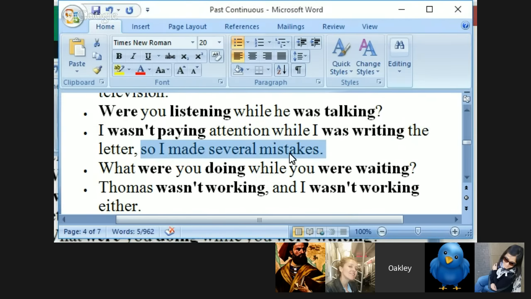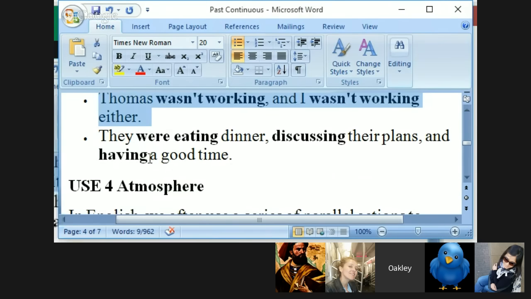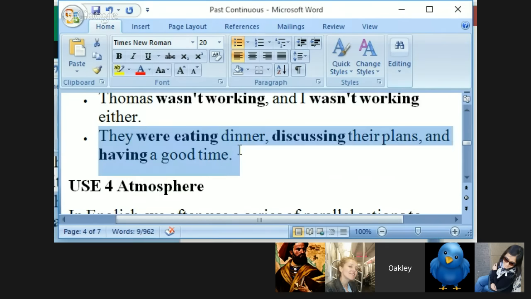Thomas wasn't working, and I wasn't working either. Obviously, you could say Thomas and I weren't working. Might be easier there. Notice our last example. They were eating dinner, discussing their plans, and having a good time. There's no limit. You could have 8,000 parallel actions if you really wanted to.